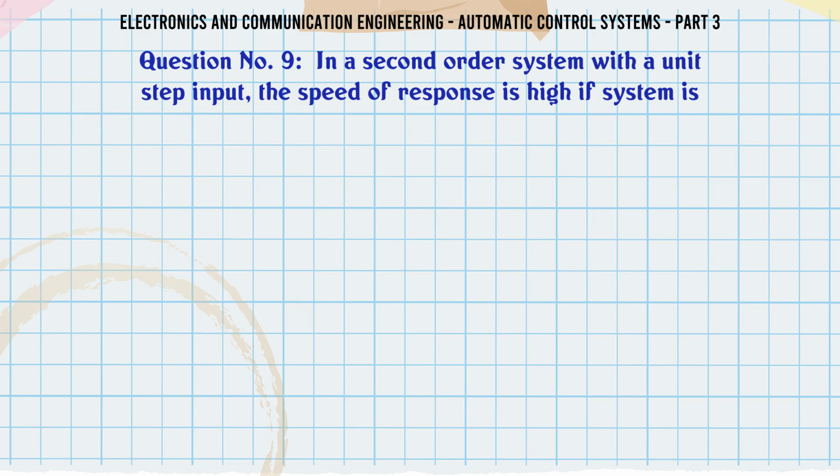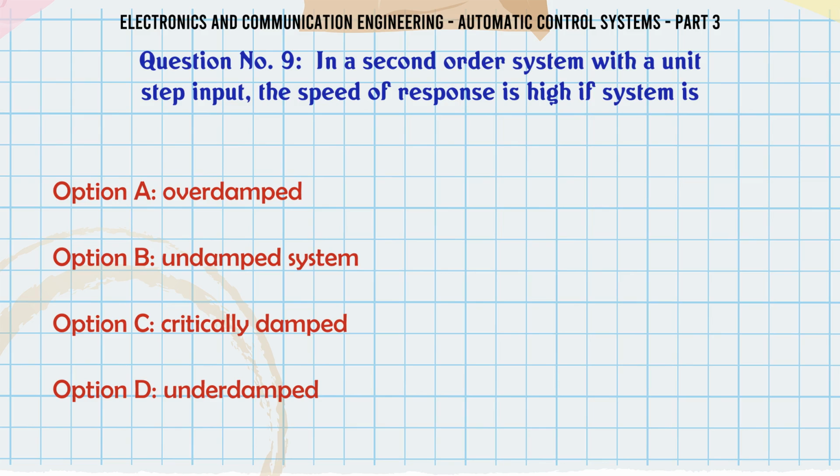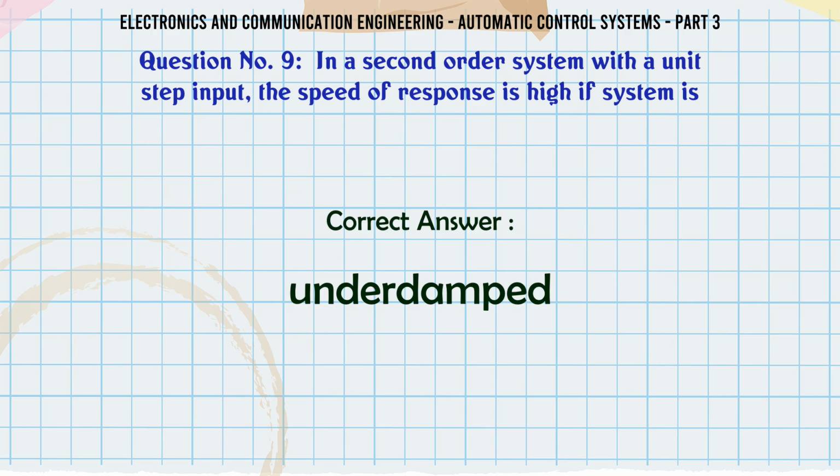In a second-order system with a unit step input, the speed of response is high if system is A. Overdamped. B. Undamped system. C. Critically damped. D. Underdamped. The correct answer is underdamped.